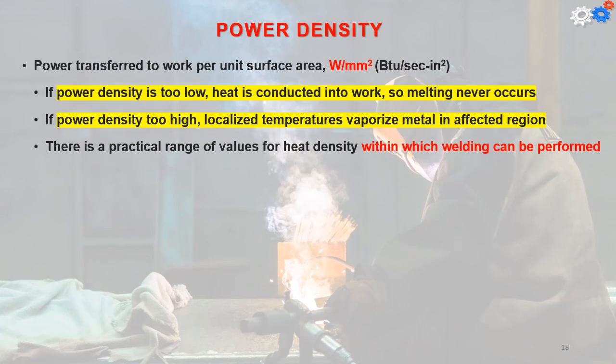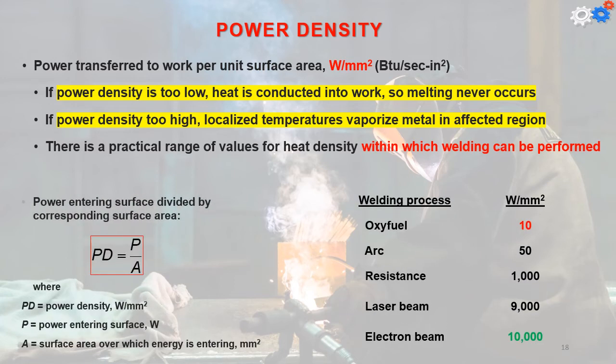The power density is the power transferred to the work per unit surface area. If the power density is too low, the heat is conducted into the work, so melting will never occur. If the power density is too high, the localized temperatures vaporize the metal in the affected region. There's a practical range of values for the heat density within which welding can be performed.